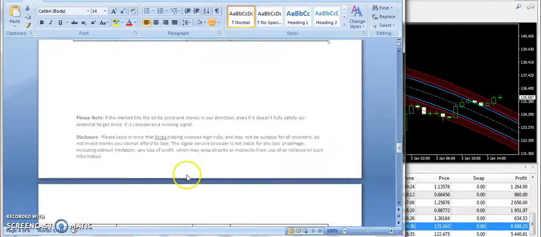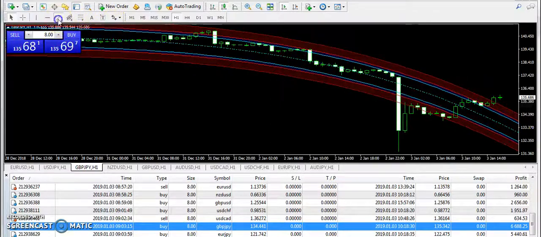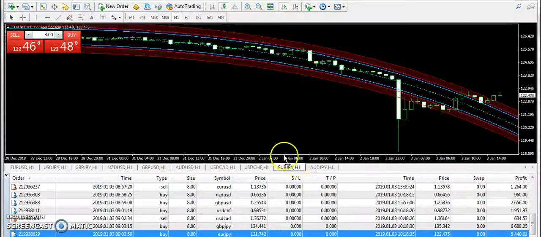Next, I'm going to talk about the Great Britain pound JPY. A bullish trend was supplied from 134.568 and 136.722 is the target price. However, like Great Britain pound USD, the momentum is not very fast. So we have seen the upward trend and we have profited from it, and hopefully you people must also have profited from this move. At last, I'm going to talk about EURJPY.